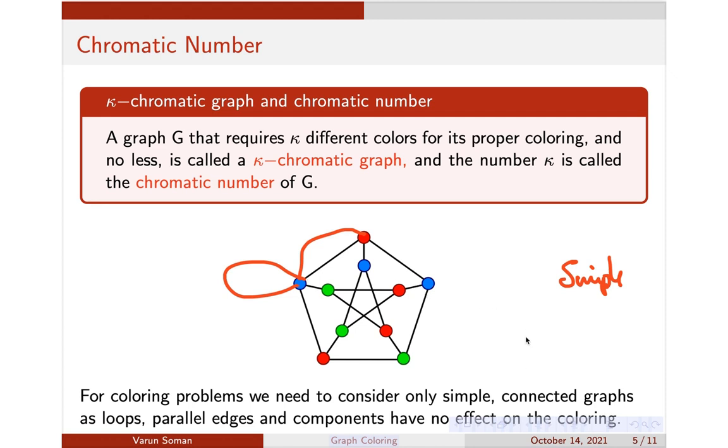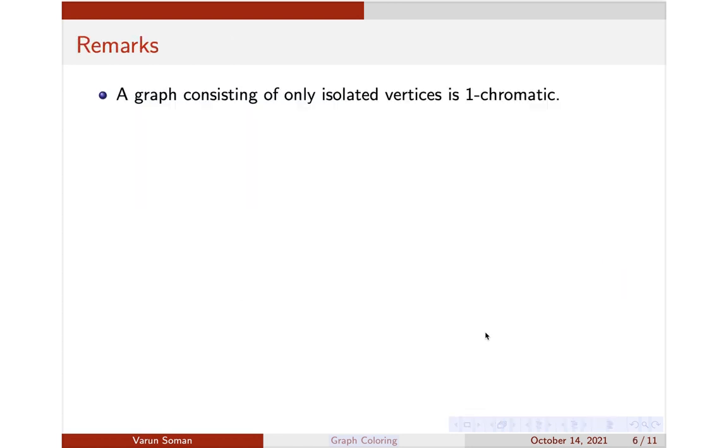So we will only consider simple graphs. Even disconnected graphs can be reduced to the problem of simple graphs by taking the components individually. Okay, so there is no need to consider disconnected graphs either, because you can consider each of the components separately. So only simple graphs will be considered for us. Okay, and now we'll make some remarks here. I already told you that a graph consisting of isolated vertices is only one chromatic.